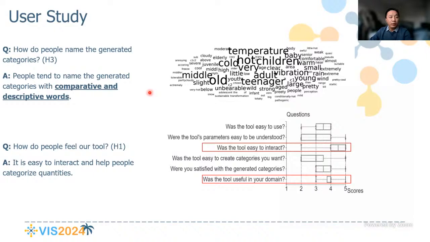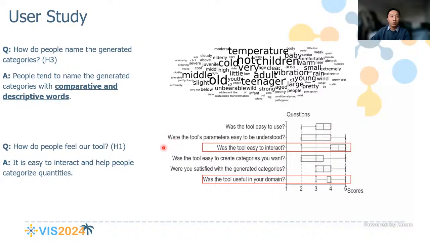For hypothesis 3, how do people name the generated categories? We collected all the words the participants used while using our tool and visualized them with a word cloud. As we can see, the words they prefer are like very, small, middle, and words like this. So we can conclude that people tend to name the generated categories with comparative and descriptive words.